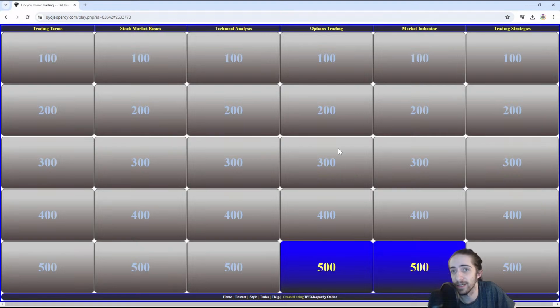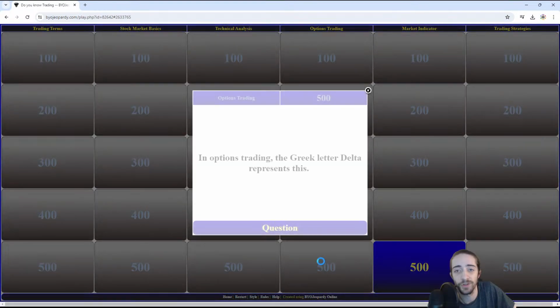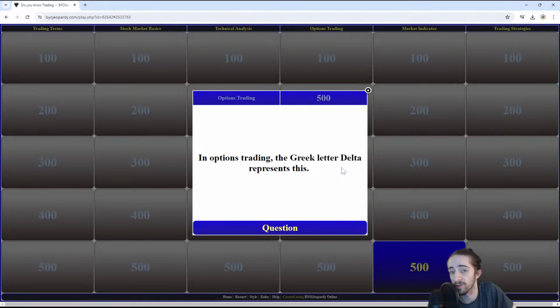Let's go hit the options trading for 500. In options trading, the Greek letter delta represents this. So what does the delta represent, guys? When we're trading options, what does the delta represent? How does the delta move the option? Rate of change of price. Okay, Victoria. Victoria's clearly hitting the books. Change in price. Good job, Joyce. Price difference. Yes, Lulu, you got it.